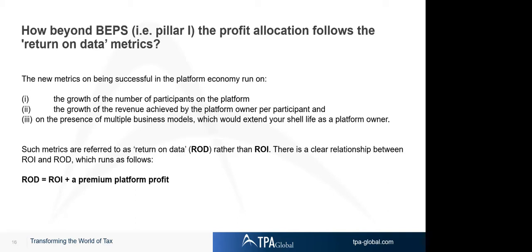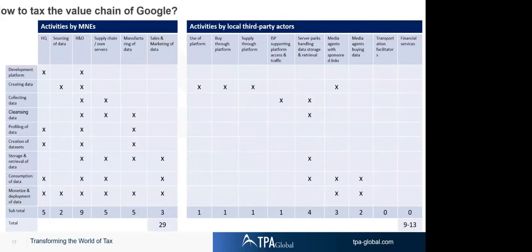If we try to understand what that really means, and we go to the next slide, I visualized a hypothetical example of Google. Google has various activities: headquarters, sourcing of data, R&D, and so on. And it has developed a platform. If you look at the left side, it's creating data, collecting data, cleansing data, and all the way down to the process of monetizing and deployment of that data. And it gets crosses depending on who's doing what. Again, hypothetical, based on public domain information.